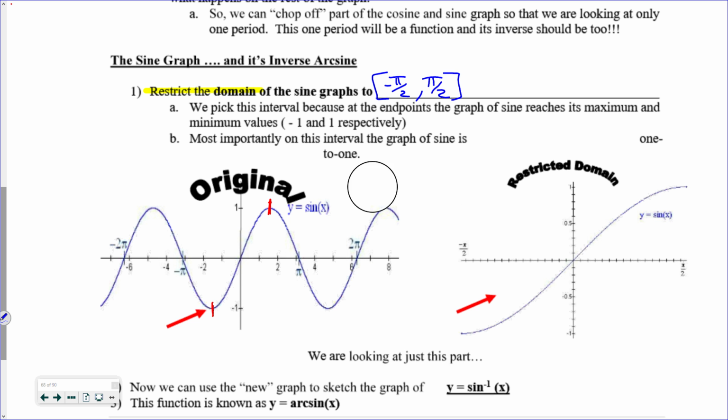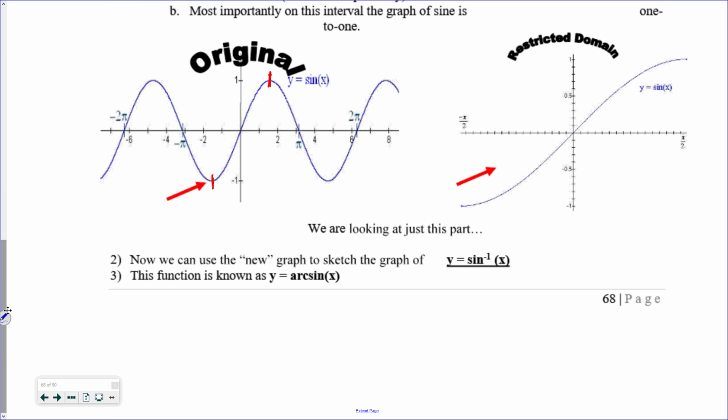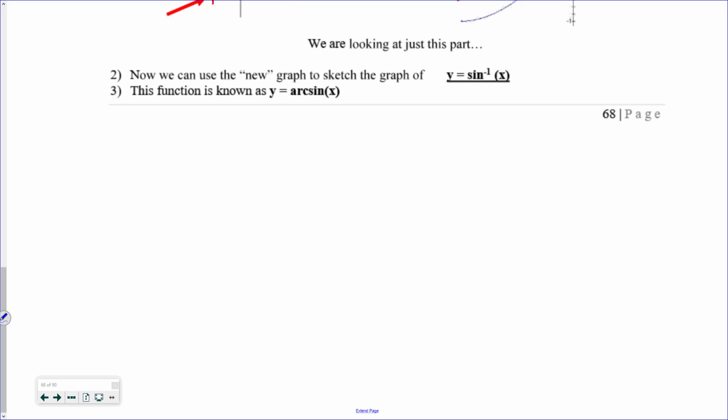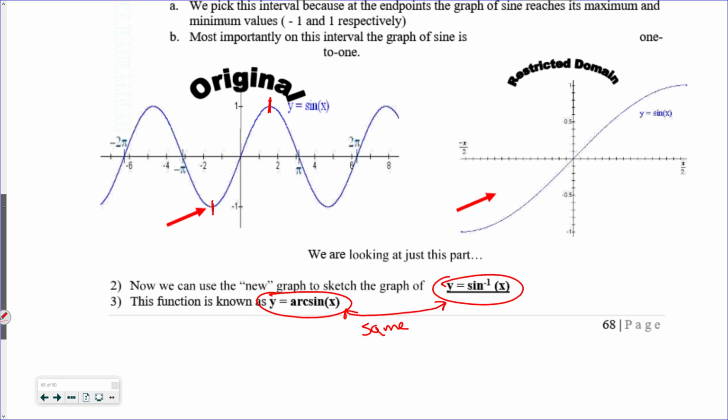Now, by restricting, what we've done is we've made sine inverse into an actual function by trimming this down. This last bit is just telling you terminology-wise, remember that the term arcsine and the term sine inverse both mean the same thing, and you could literally use those words interchangeably. So if you hear the term arcsine or sine inverse, they mean the same thing. We call that the arcsine or the inverse sine.